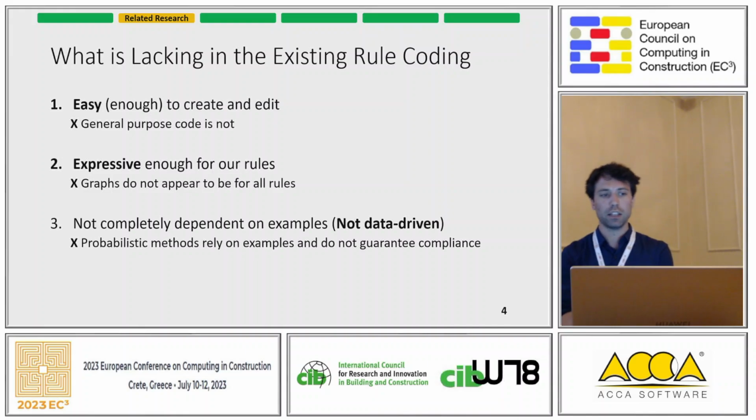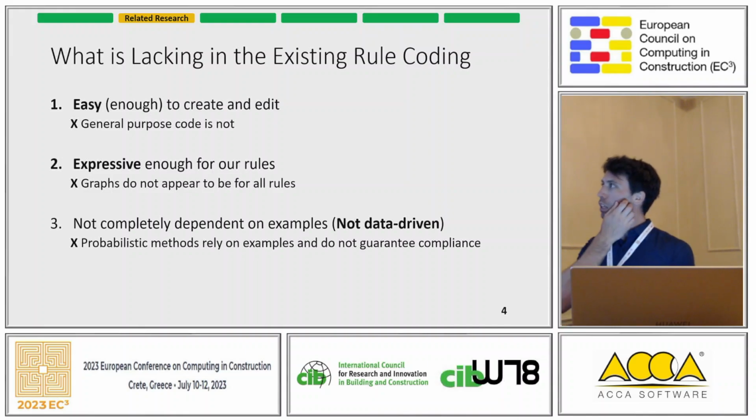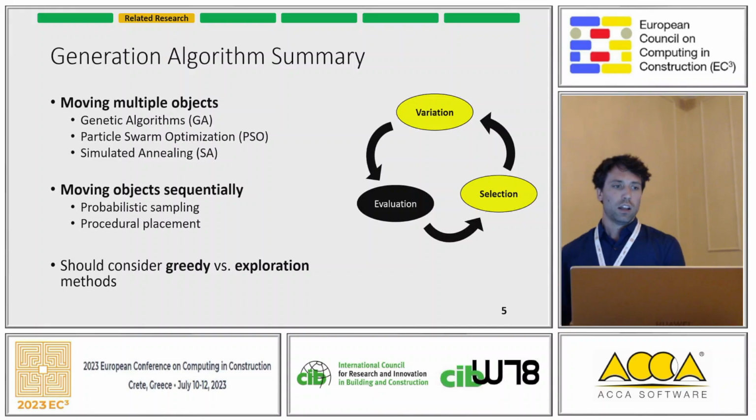And then finally, you don't want methods that are completely data-driven. If you're using a probabilistic method, then you have to look at a bunch of good designs, or in quotes, good designs. And just because you have two good designs, just merging them together doesn't necessarily mean that you're going to have another good design come out of it. So we don't want something that's completely data-driven. So that's in terms of the evaluation.